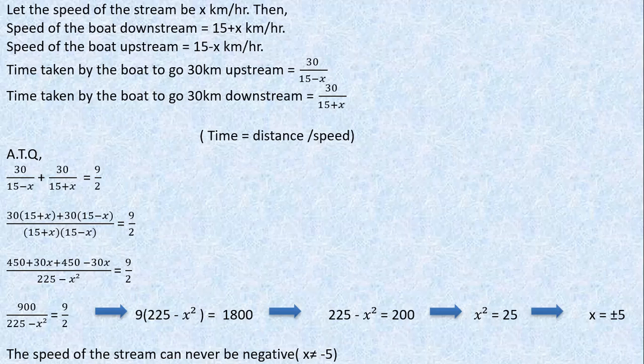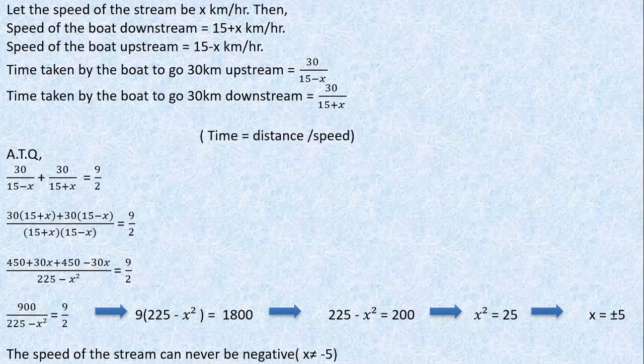Now according to the question, the time taken for the boat for going upstream as well as downstream is given as 4.5 hours, which is 9 by 2 hours. So the time taken for upstream plus time taken for downstream equals 9 by 2 hours. So 30 by 15 minus x plus 30 by 15 plus x equals 9 by 2. Now taking LCM, we will get 30 into 15 plus x plus 30 into 15 minus x divided by 15 plus x into 15 minus x equals 9 by 2.